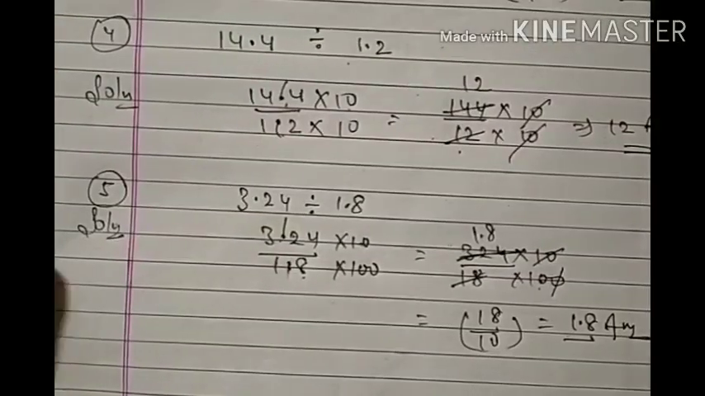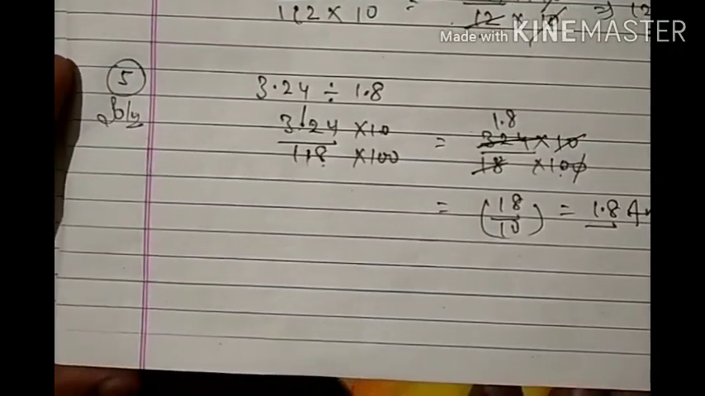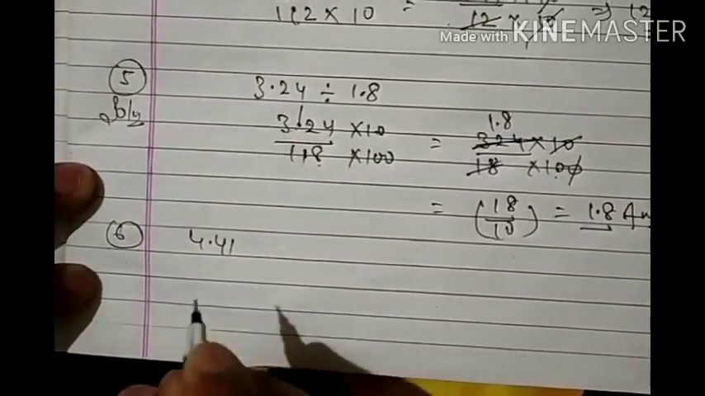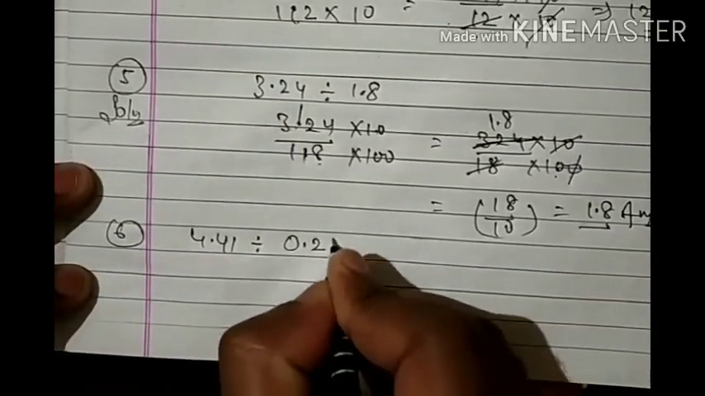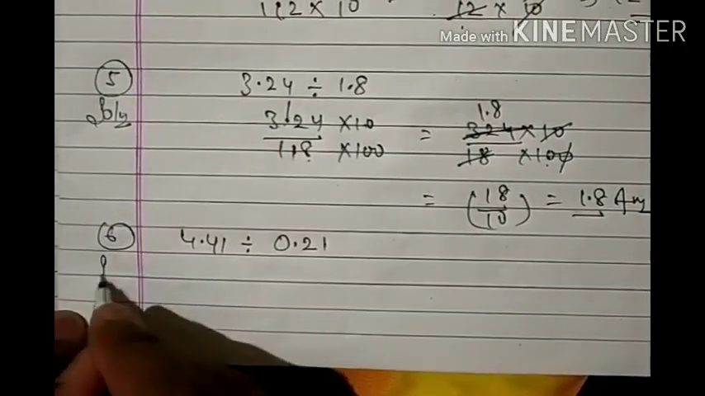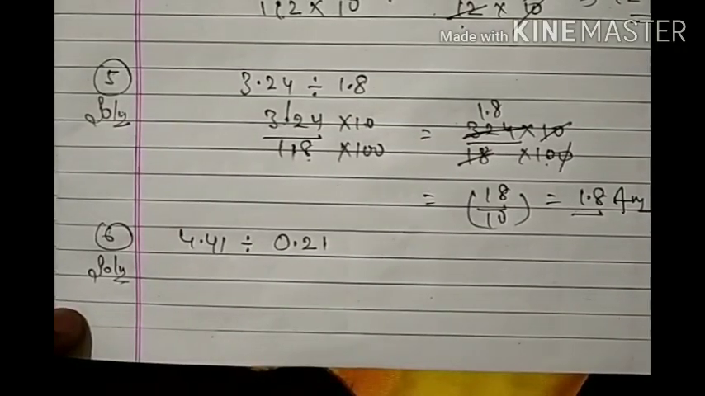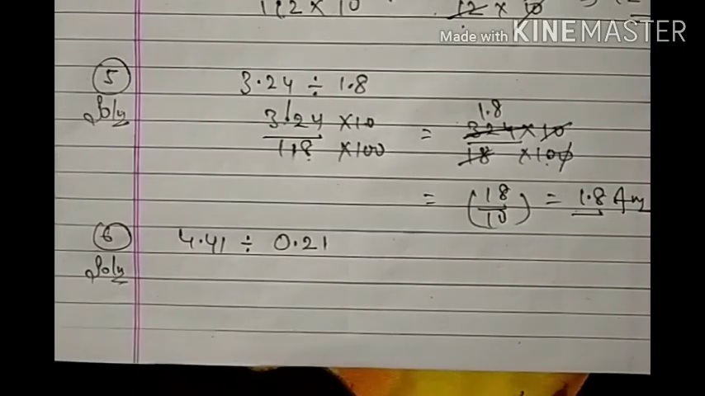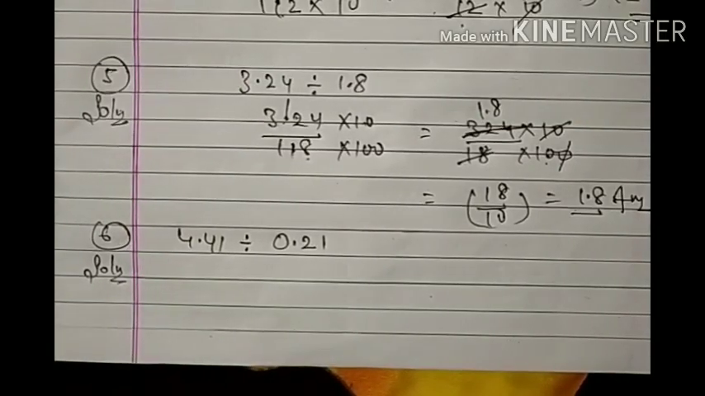Let's take one more example and you will solve this example. I'll give you 2 minutes of time. Example 6. 4.41 divided by 0.21. Solve this particular question. Solve it and comment your answer quickly. I'll see the time of this video, that is 16 minutes 56 seconds, and check the comments to see which students have commented at this time. Solve and comment it below.